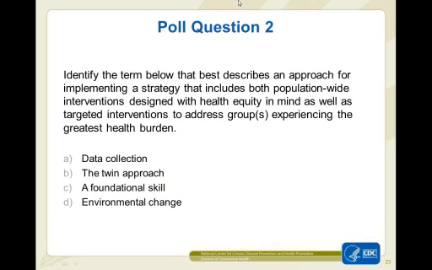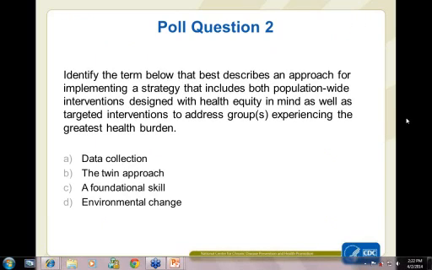So now we're going to have our second poll question. The question is, identify the term below that best describes an approach for implementing a strategy that includes both population-wide interventions designed with health equity in mind, as well as targeted interventions to address groups experiencing the greatest health burden.